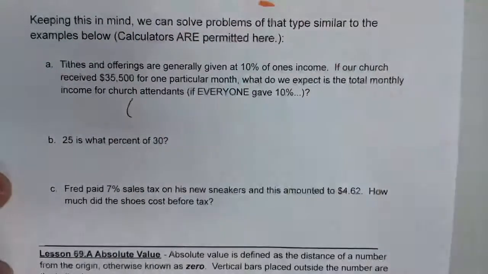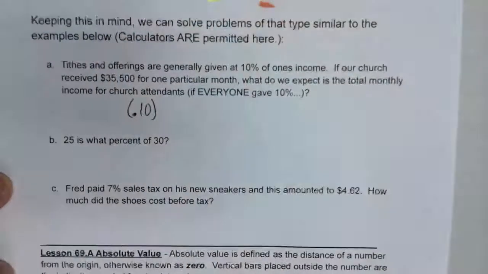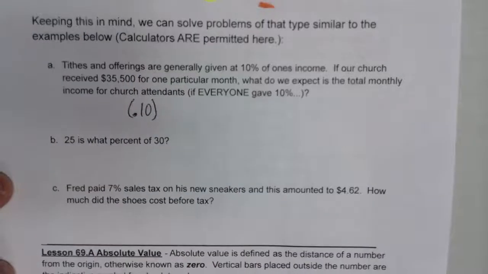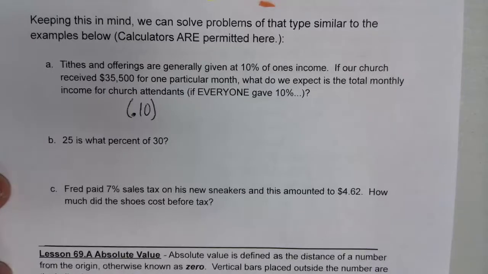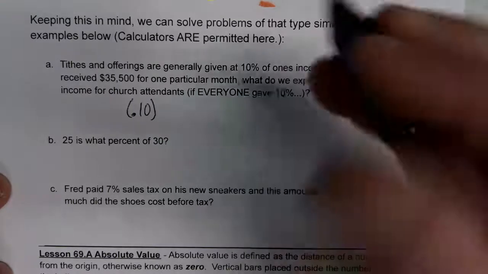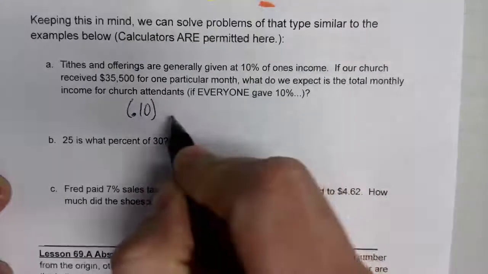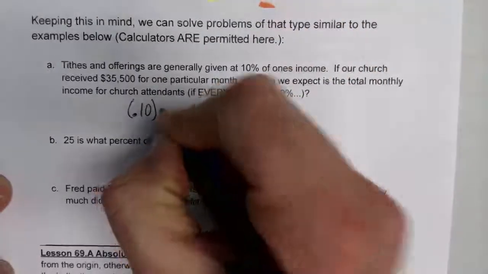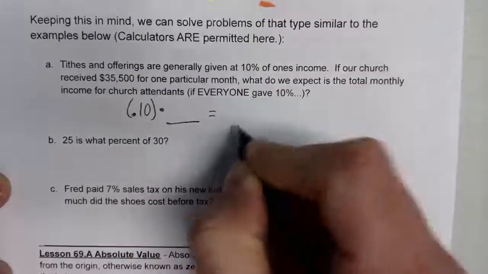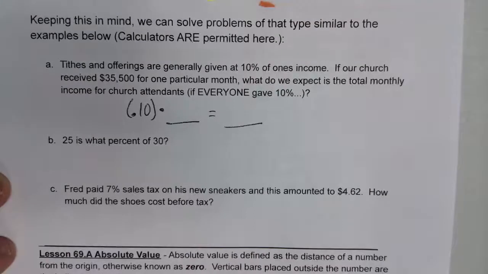0.10 or 0.1, sure. That's one thing to keep in mind: anytime you're doing percent problems, you must write it as a fraction or a decimal. And 10% means 10 per 100, 10 out of 100, or 0.10. All right. What's next? What's the A? What's the A part? 10% of what?